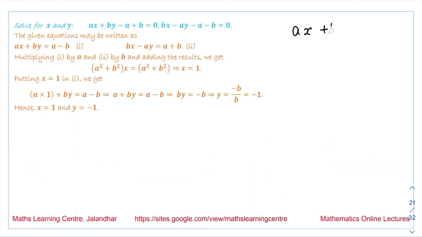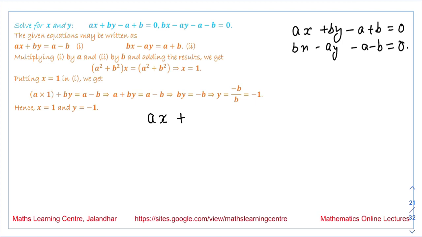Next is solve for x and y, and the equations that are given to us: ax plus by minus a plus b equal to 0. Second is bx minus ay minus a minus b is equal to 0. So if we write these in this form, then we have ax plus by is equal to a minus b, and bx minus ay is equal to a plus b.